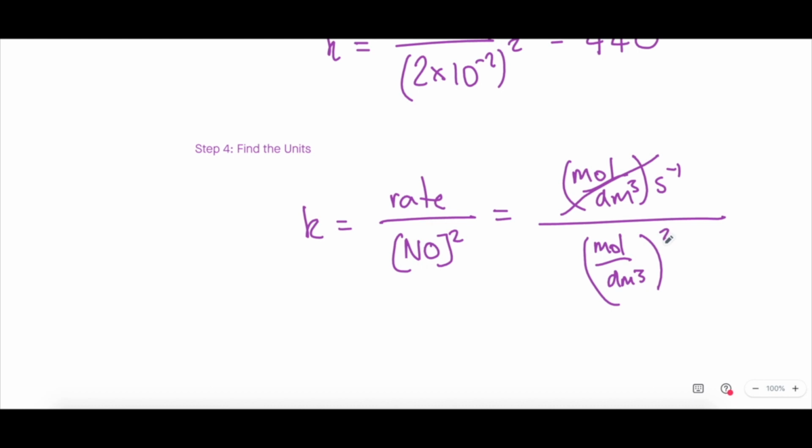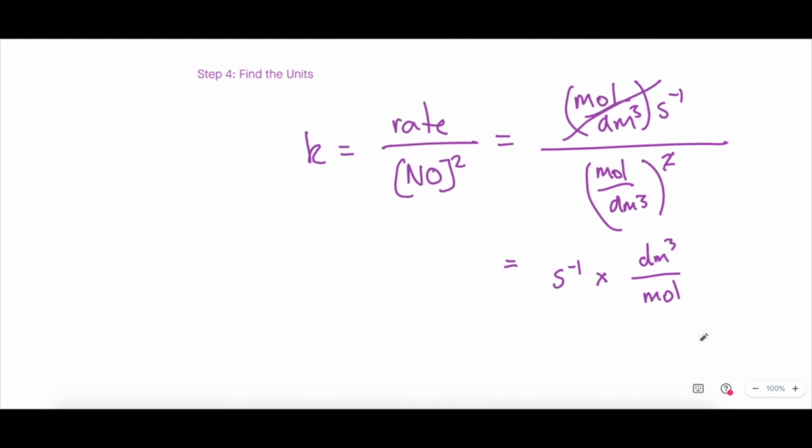So this cancels out with one of these, so you're left with mole per dm cubed at the bottom and seconds to the minus 1. What you need to do is bring all of this up to the top of the fraction. So instead of saying seconds to the minus 1 divided by mole per dm cubed, you can just say times by and flip the fraction over, dm cubed over mole. If you want to write it a different way, you can just times it and flip the fraction.